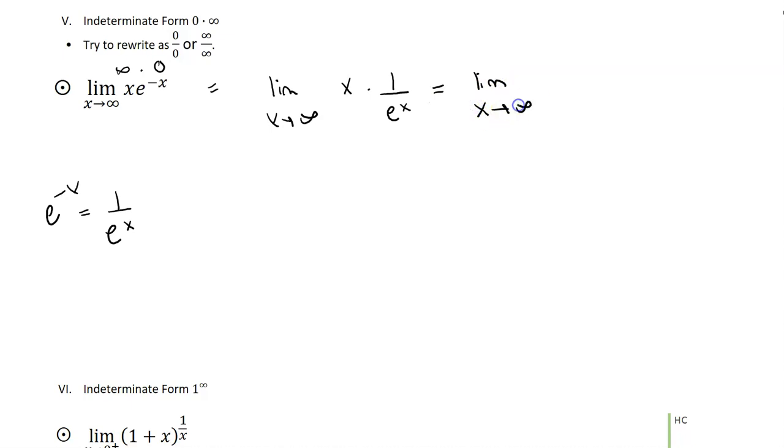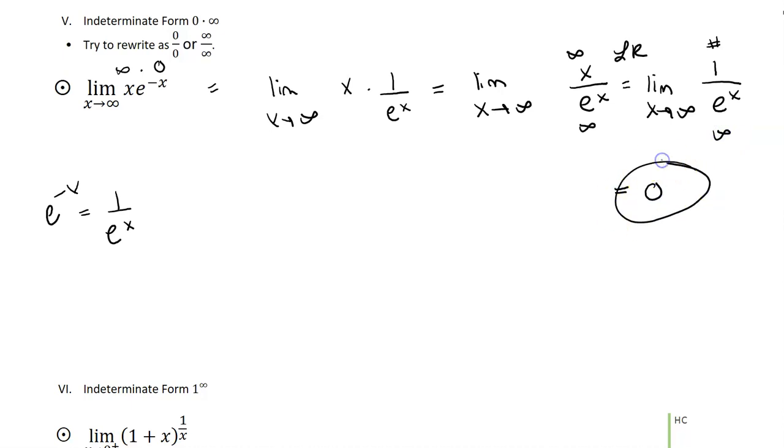So this is now the limit as x approaches infinity of x over e to the x. And this is something that would approach infinity over infinity. And we know that is a situation where we can use L'Hopital's rule. So I'm going to take the derivative here, which is 1, and the derivative here, which is e to the x. This is now a number over something approaching infinity, so we get 0.